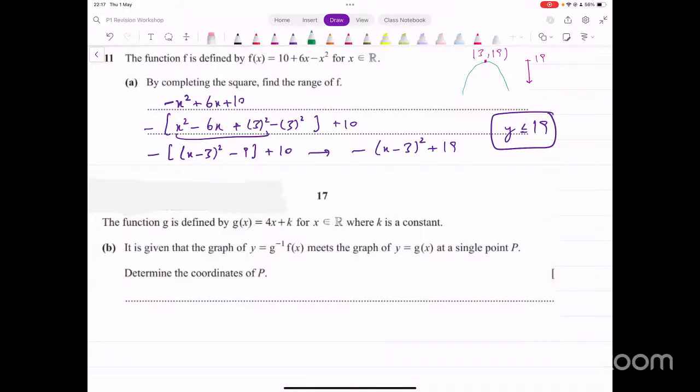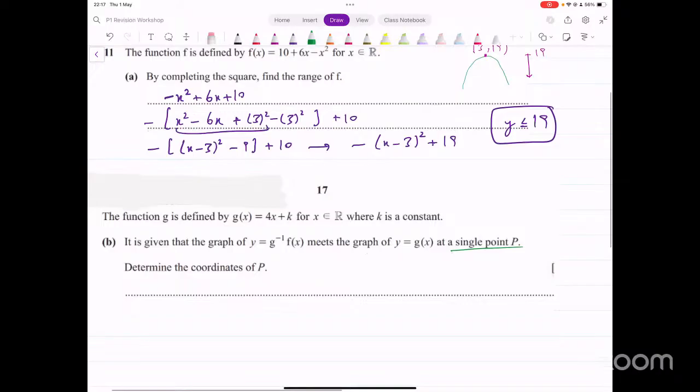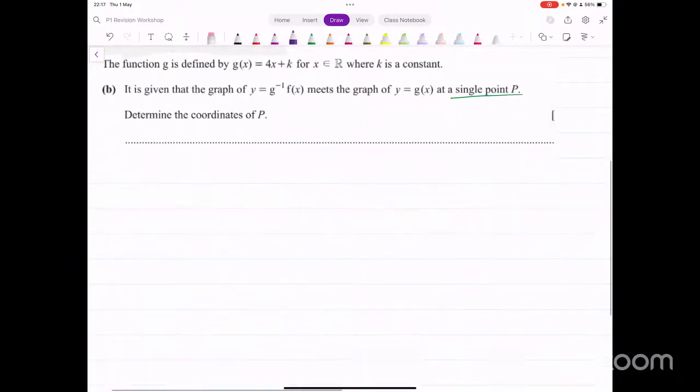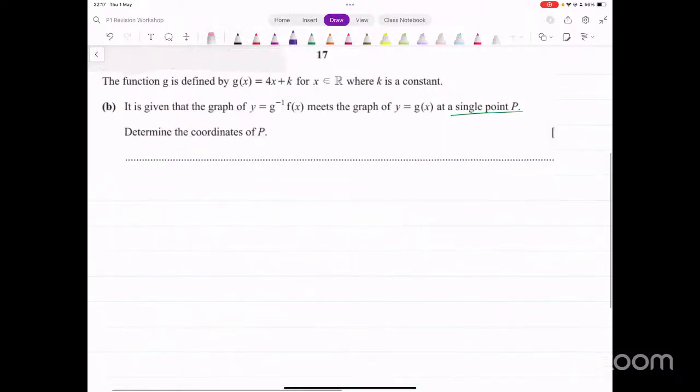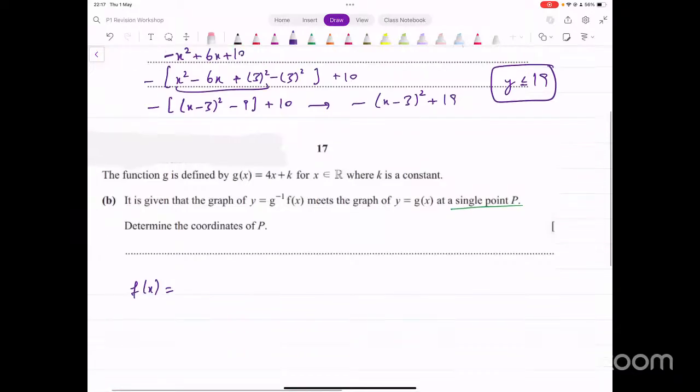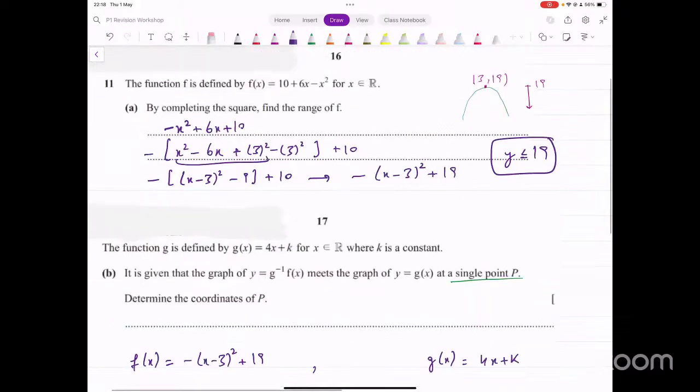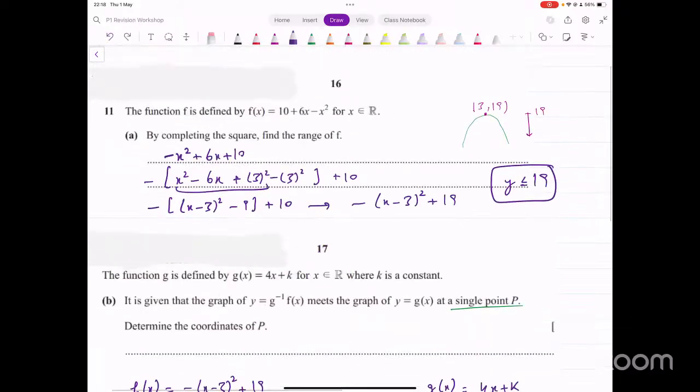Now, first of all, let's find those two functions that they're talking about. One is g of x. G of x is given here, 4x plus k. Okay, let me just write down those two functions here. We got one function f of x. We have completed the square for that. Let's just use that form, minus into x minus 3 whole squared plus 19. And the other function is g of x, and that's 4x plus k. Both of these functions are defined for all real values of x.